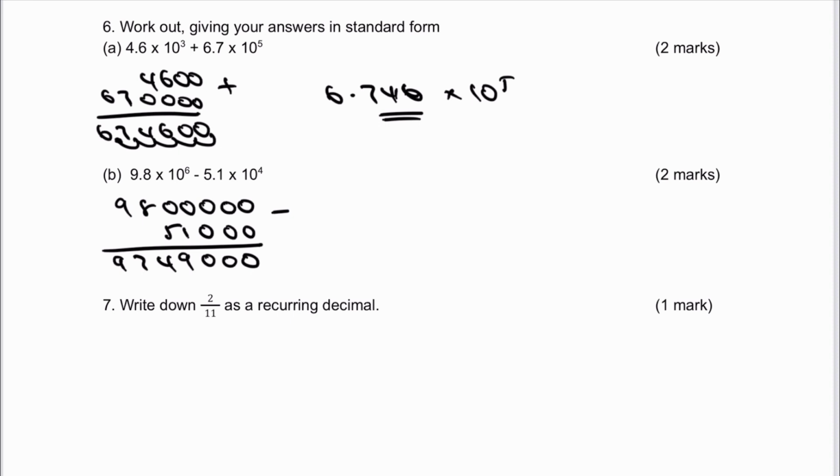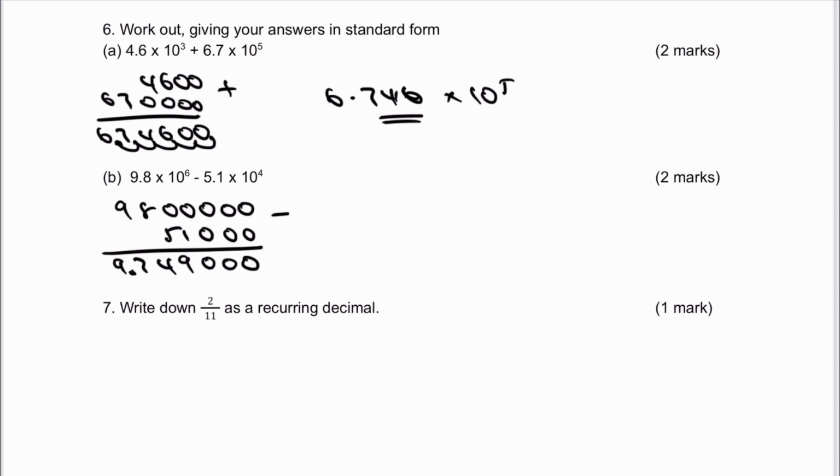Okay, and again I need to put that in standard form, so my decimal point needs to be here. So that's moved 1 2 3 4 5 6 places. So that's going to be 9.749 times 10 to the power of 6, and that would be the answer to question number 6.